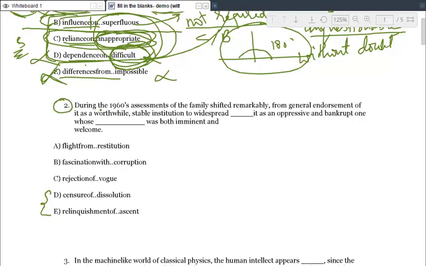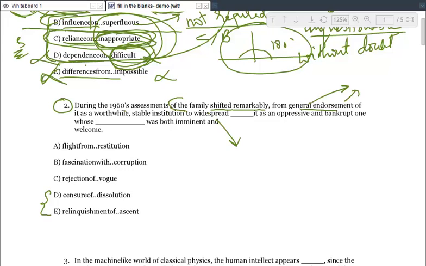During the 1960s, assessments of the family shifted remarkably. Please look at the question. During the 1960s, assessments of the family shifted remarkably from general endorsement. So it shifted from this to something else, right? So what is endorsement? People, can you tell me the meaning of the word endorsement?